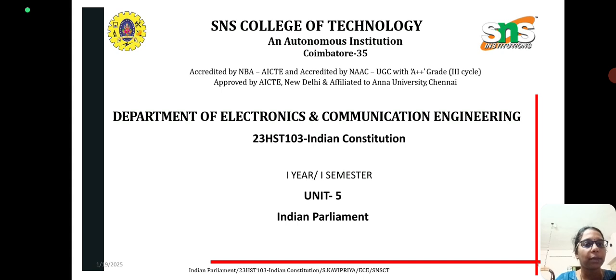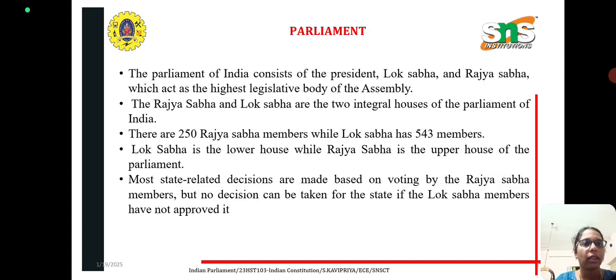I am going to discuss the topic Indian Parliament from the subject Indian Constitution. So first we can see what this Indian Parliament is. Indian Parliament consists of a president and two houses, which are nothing but the Lok Sabha and the Rajya Sabha. Lok Sabha is the lower house and Rajya Sabha is the upper house. These two houses are the integral houses of the parliament.